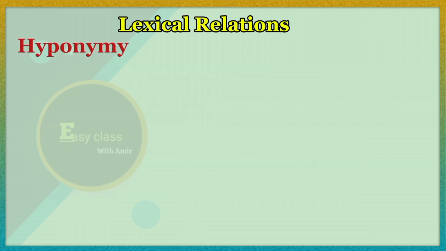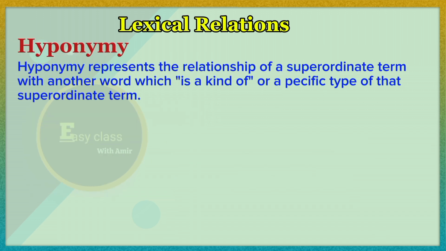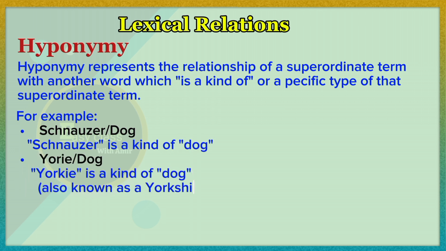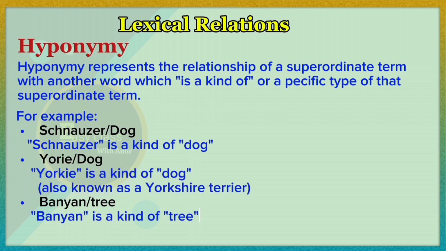Hyponymy. Hyponymy represents the relationship of "is a kind of" between words, where a hyponym is a specific kind of a more general term, superordinate or higher level. For example, Schnauzer is a kind of dog, Yorkie is a kind of dog, also known as a Yorkshire Terrier, and banyan is a kind of tree.